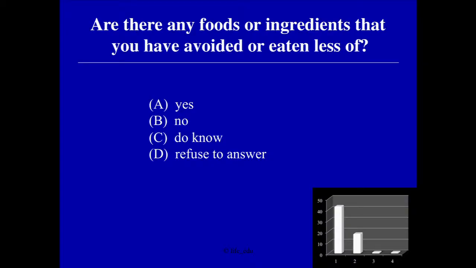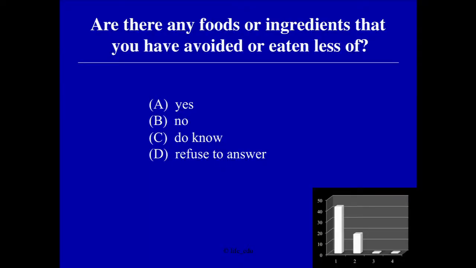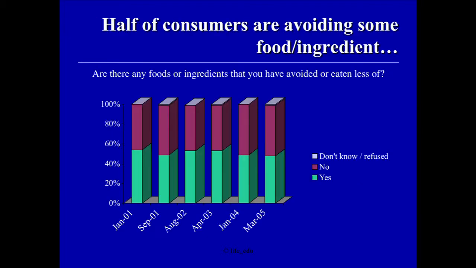Are there any foods or ingredients that you've avoided or eaten less of? And these days, there are all kinds of diets. Atkins this and South Beach that. Much of them have nothing to do with human nutrition, or certainly biochemistry. But you know, there's this or that fad. People are cutting carbs or cutting fats or eating proteins and things like that. And there's the results from last year. Most people said they were trying to do something. Cut back on beer or something, I don't know. Half of consumers are avoiding some food ingredient.